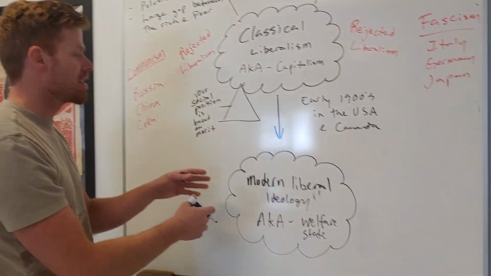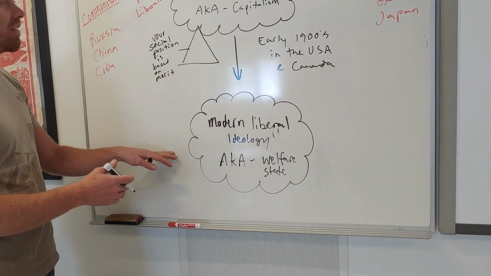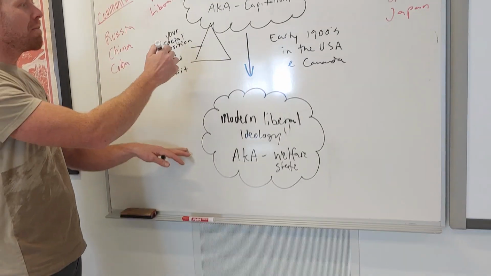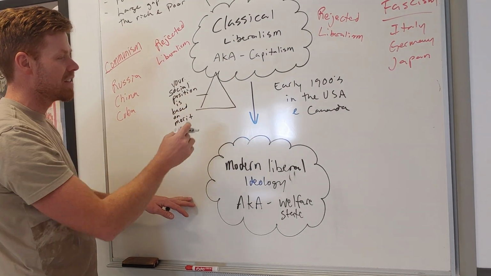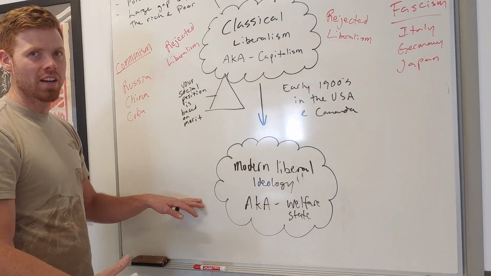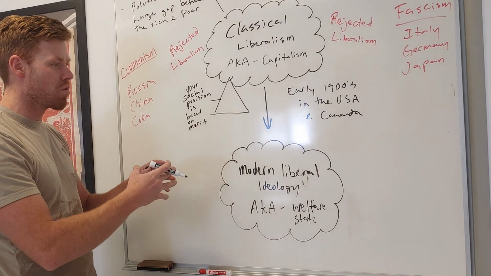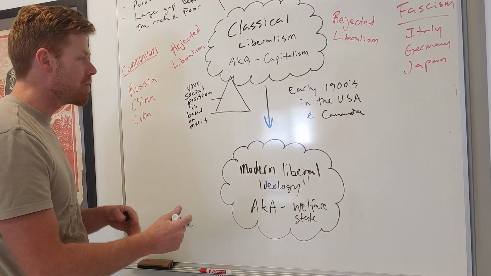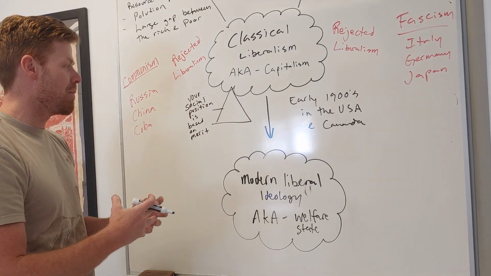Whereas modern liberalism would actually say that with this system, some people in the bottom half of the system are born disadvantaged. And so in order to create a more equal playing field for everyone, the state or the government needs to step in and provide some welfare.